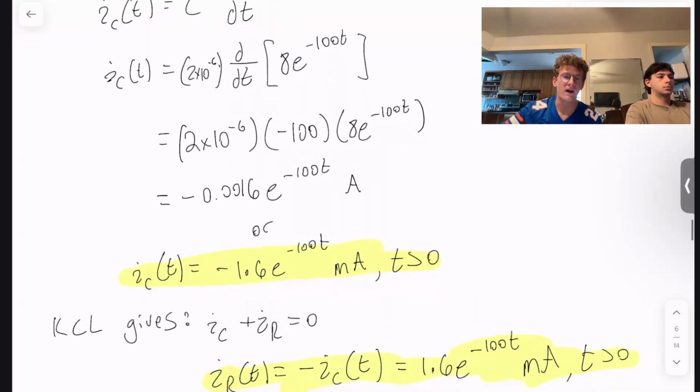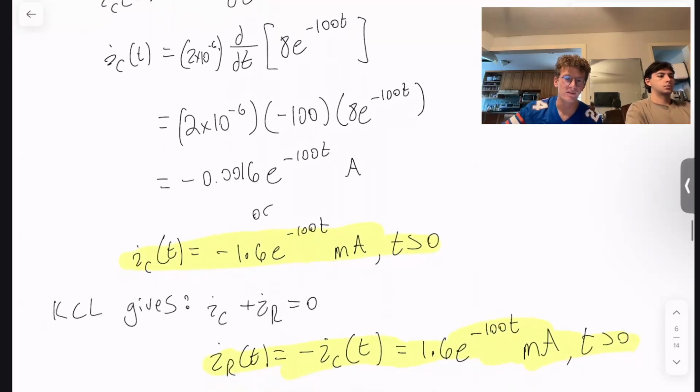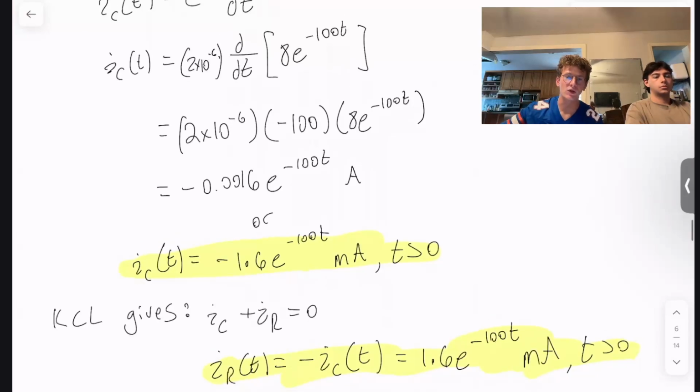And then to find the current through our resistor, we remember the current through a closed loop is going to sum to 0. So IC plus IR is going to equal 0, because those are our two currents that we're solving for.